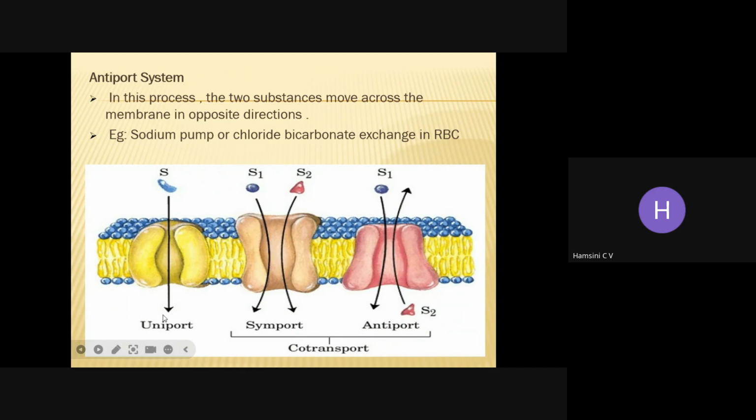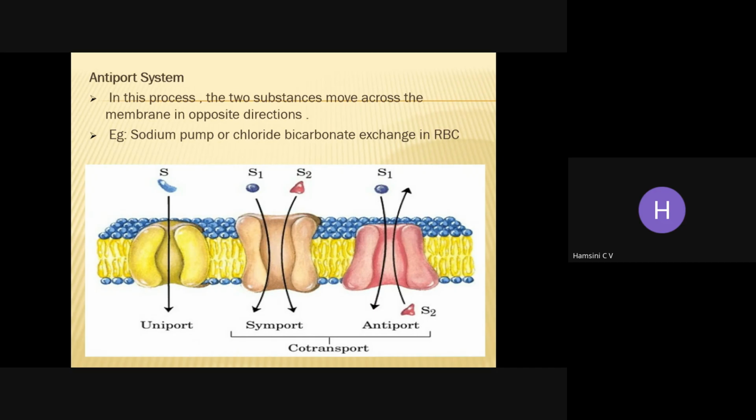Symport means two substances are moving in the same direction. You can see the arrow here. There is S1 and S2, substance 1 and substance 2. They both are moving through the protein channels in the same direction. This is symport. Antiport means the substances are moving in opposite directions. See here, S1 is moving from outside to inside, S2 is moving from inside to outside. So this is called antiport.